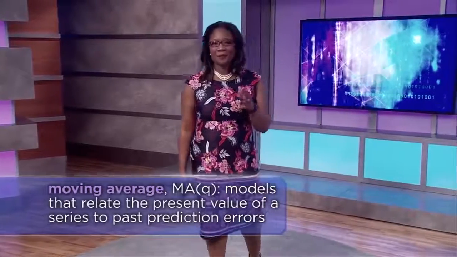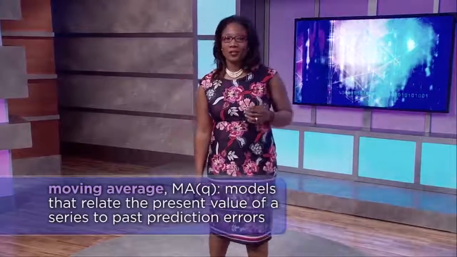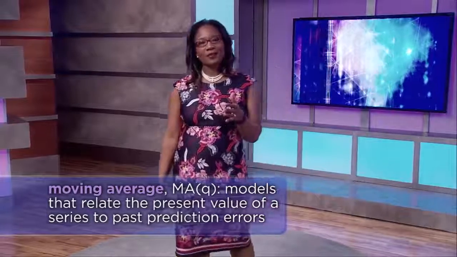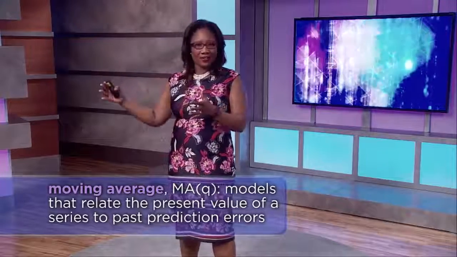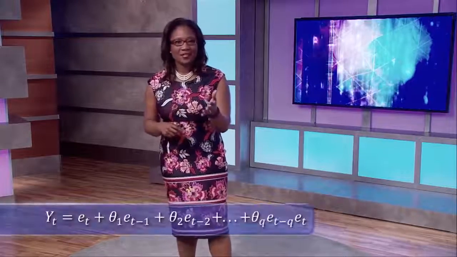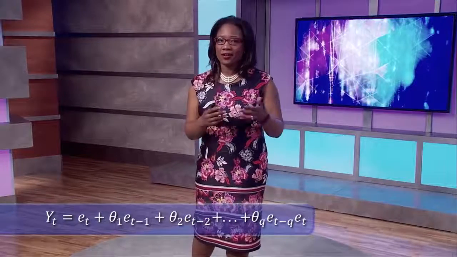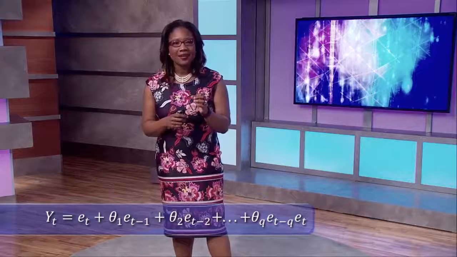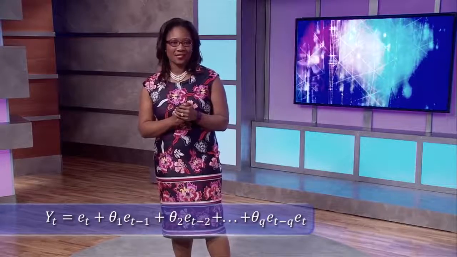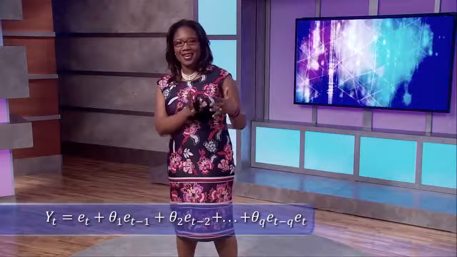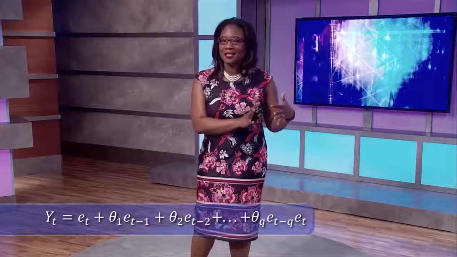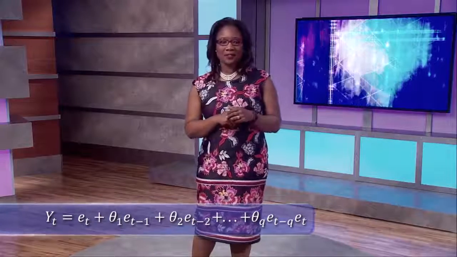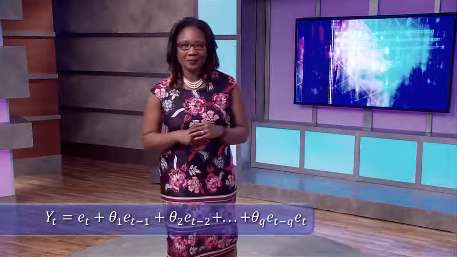The second model that we're interested in is an MA model, a moving average, and it goes out to order q. These are models that relate the present value of a series to past prediction errors. Check this out: y sub t is equal to e sub t, just an error term, plus theta1 times e sub t minus 1. So what am I doing here? I'm taking the error term associated with my value at time t minus 1, and I'm weighing it by theta1.